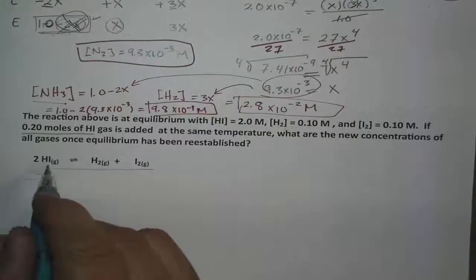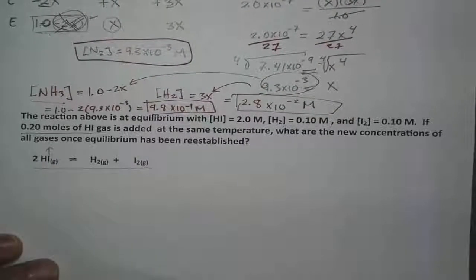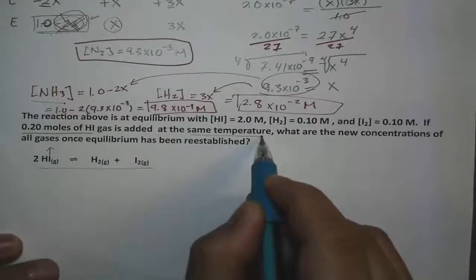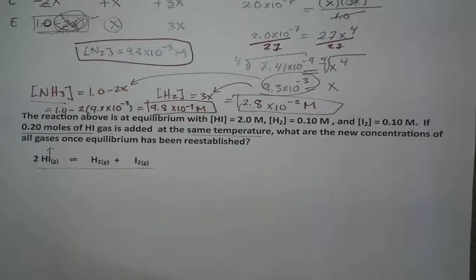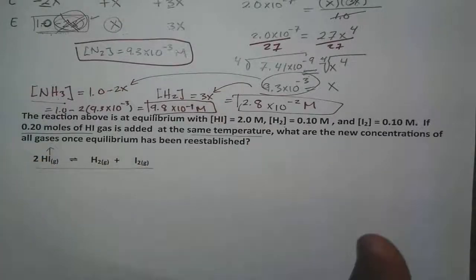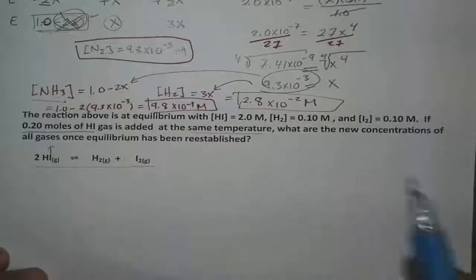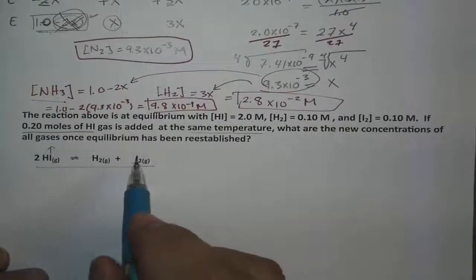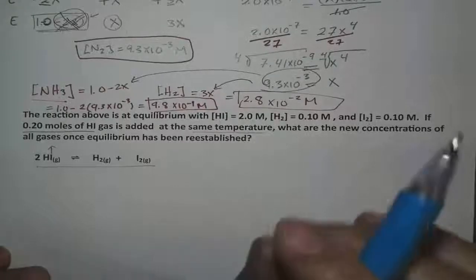In this case, if we look at this reaction, now you can have more of that. But the beautiful part is that it's adding to the same temperature. Because the temperature stays the same, that means the value of K is going to stay the same. It doesn't matter if you remove some of it or now you add some of it. So the question is, what are the new concentrations of all gases once equilibrium has been re-established?